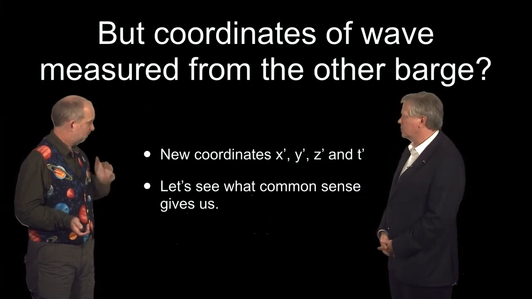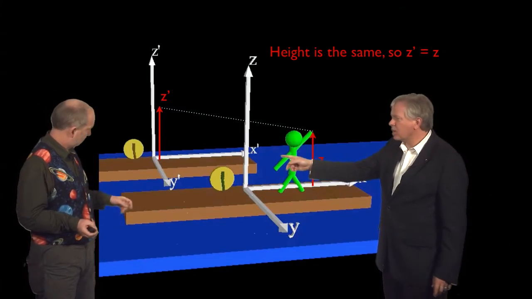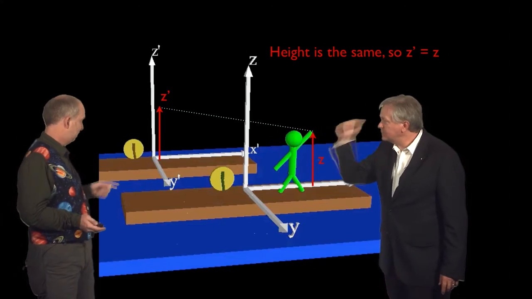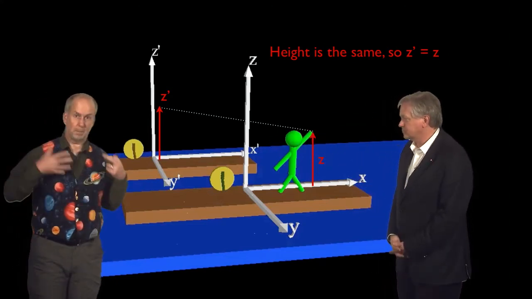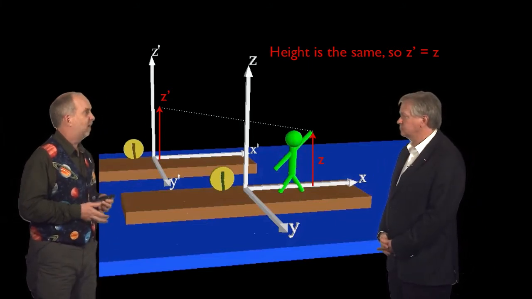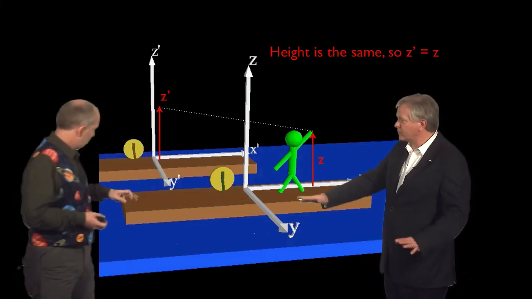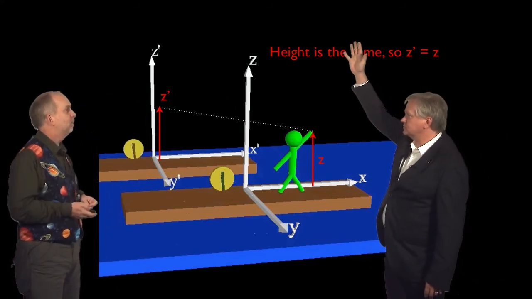So we're going to have these new coordinates, which we're going to call x prime, y prime, z prime, and t prime, which are your versions of my event. So measuring with respect to my rulers, when did you raise your hand? Well, the easy one is the z, the height. Because we're on the same body of water in this case, we have the same reference frame. So we're measuring z and z prime off the same basis, so the height of your hand will be exactly the same.